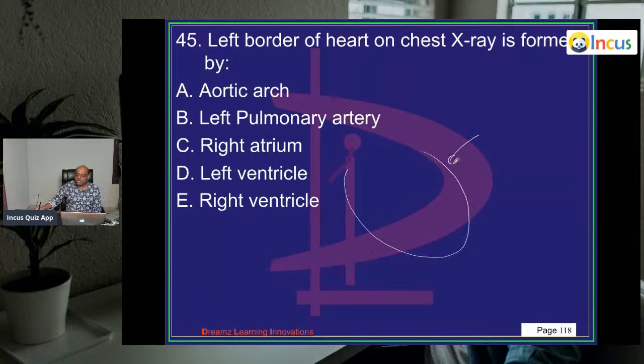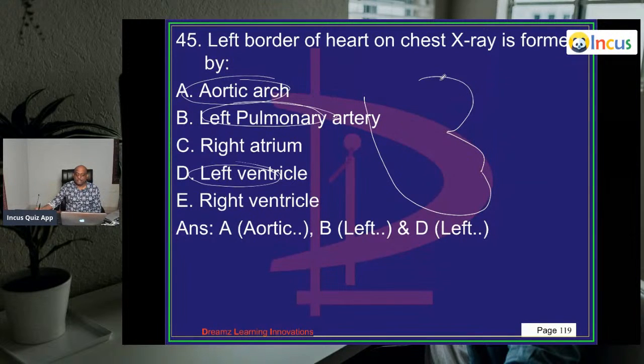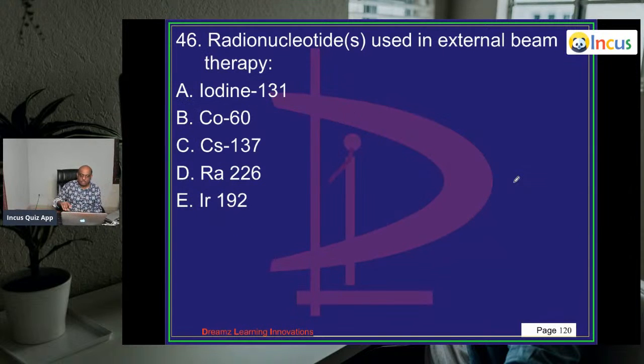The left heart border of the chest X-ray is basically formed by aortic arch, left pulmonary artery, and the left ventricle. So obviously, whenever hypertension is there, the aortic arch becomes bulged out. That's called unfolding of aorta, because aorta forms the left border of the heart. Below that, you have the left pulmonary artery. Whenever pulmonary hypertension is there, that leads to straightening of the left heart border, and the left ventricle. So they constitute the left border of the heart is what you need to remember.